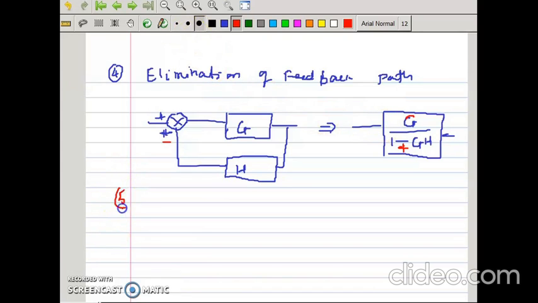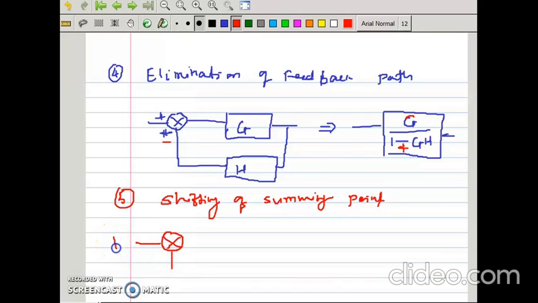Okay. Next rule: shifting of summing point. So what is the summing point? Suppose this is your summing point, where two inputs are added. Suppose this is R of t input and this is X of t.